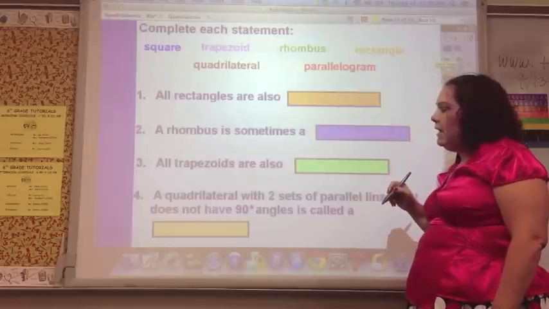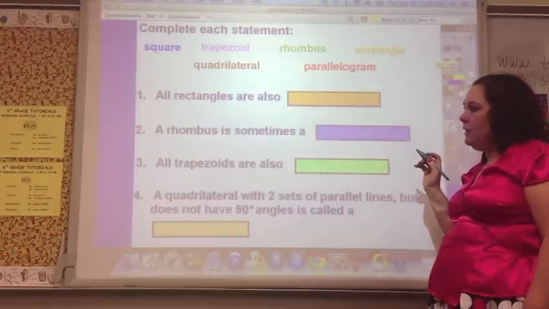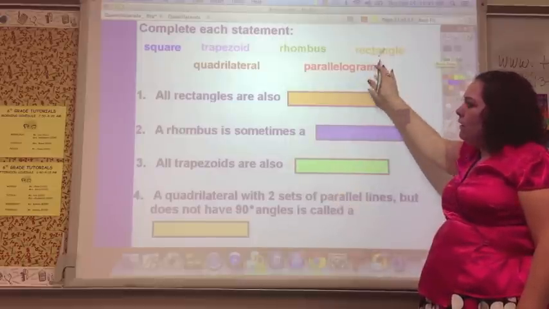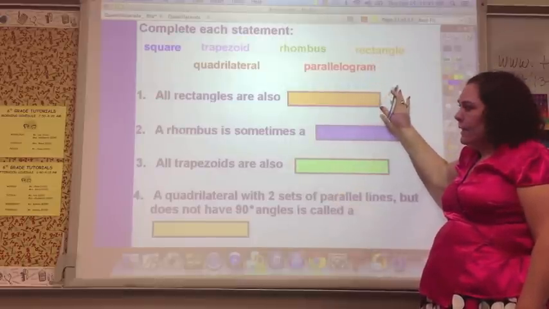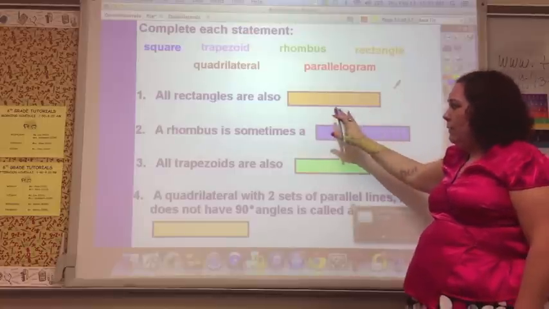So go ahead and at the bottom of your notes, you're going to do one other thing, but before you get there, write 1, 2, 3, and 4. You're going to fill in these words, and this will be a homework check tomorrow. So fill in these words.